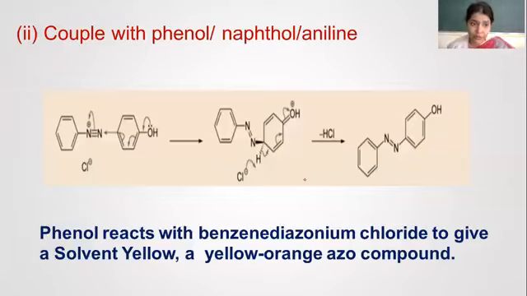When this diazonium salt reacts with any electron-rich substance such as phenol, naphthol or aniline, it forms a colored compound by the coupling reaction. For example, here you can see the reaction of diazonium chloride with phenol. It couples and forms a yellow colored dye, which is known as solvent yellow. This is the coupling reaction. So all five are electrophilic substitution reactions of aromatic amines.